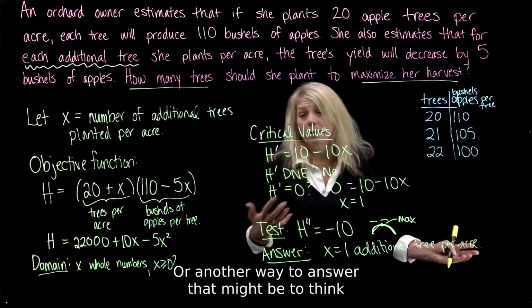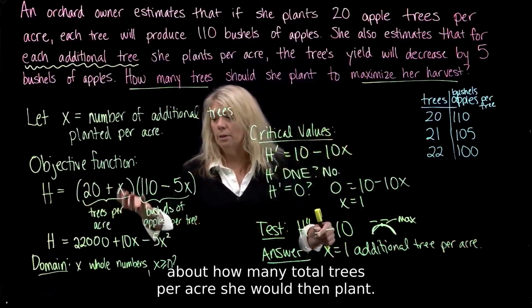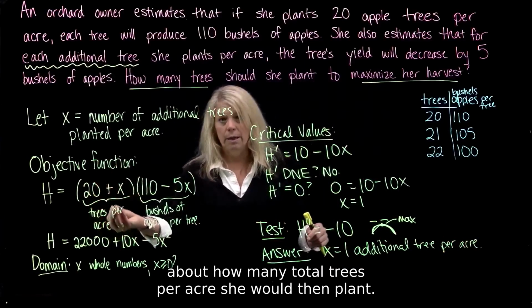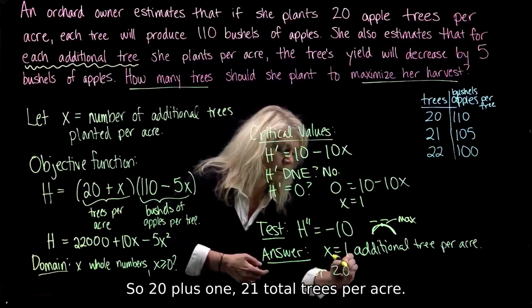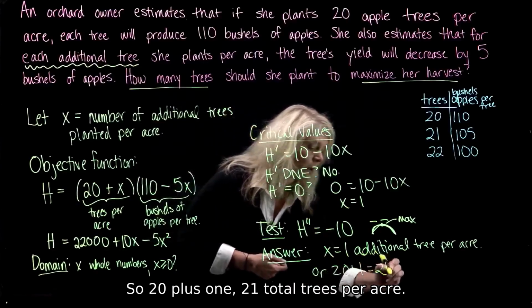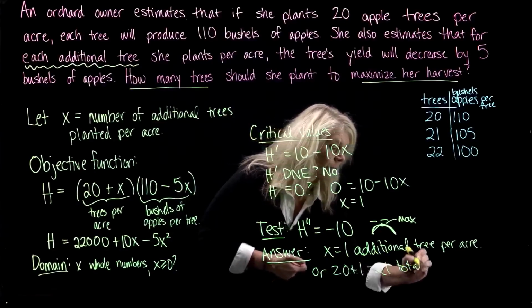Or another way to answer that might be to think about how many total trees per acre she would then plant. So 20 plus 1, 21 total trees per acre.